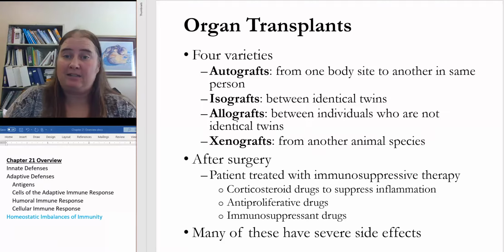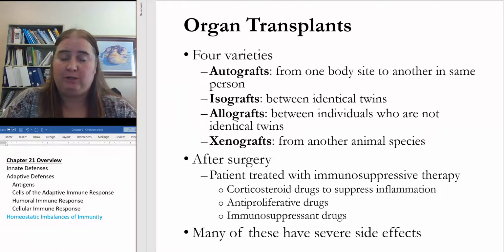So the last group of topics, we're going to talk a little bit about organ transplants, and then we're going to get into some homeostatic imbalances. So some immunodeficiencies, autoimmunity and hypersensitivities will be the last group of things that we're going to talk about.